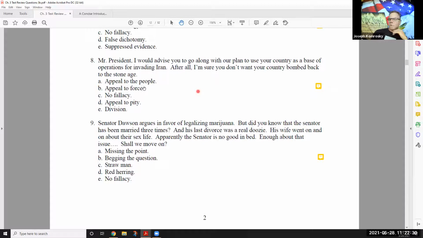Appeal to force is another very easy one. It doesn't have to be physical force or bombs. It could be psychological force or financial pressure, like, I'll make you go bankrupt unless you do this. So anyways, number 8, appeal to force.